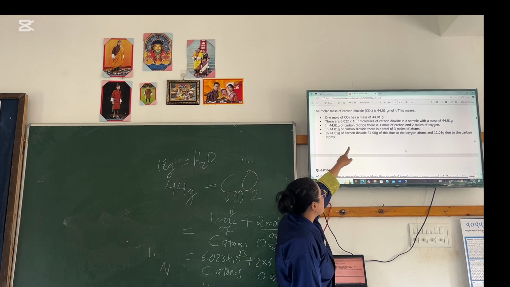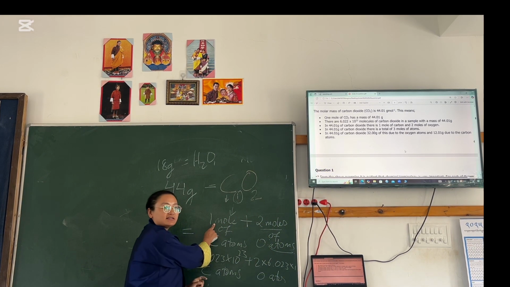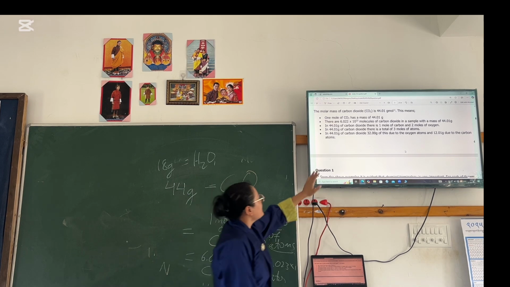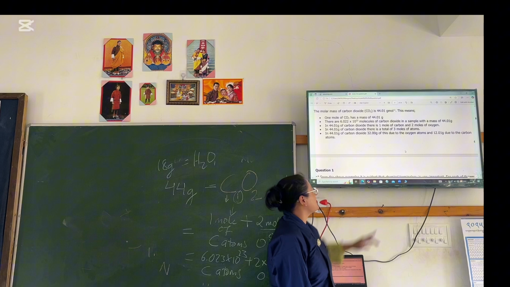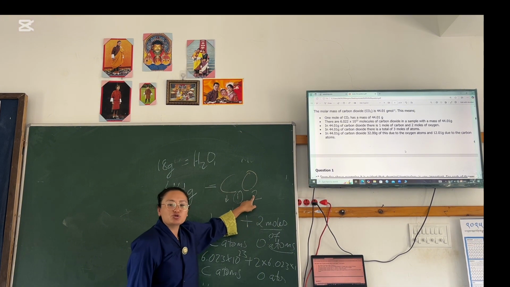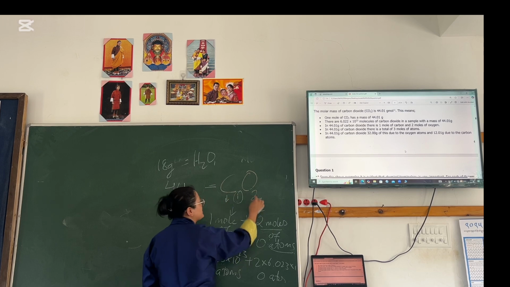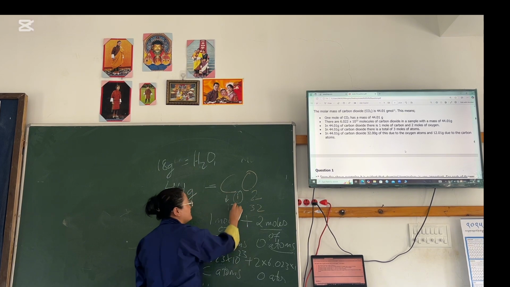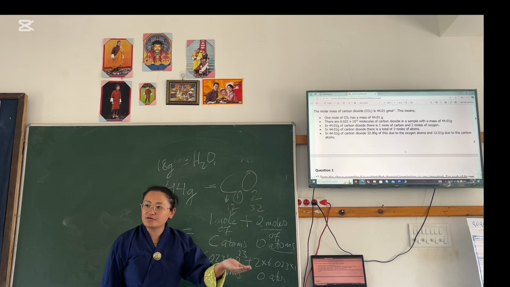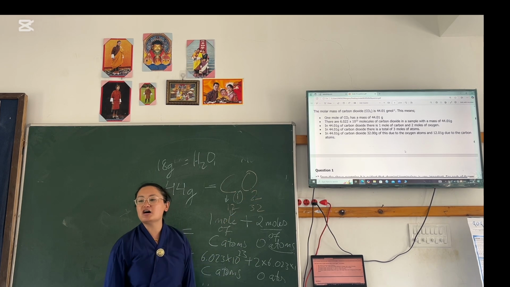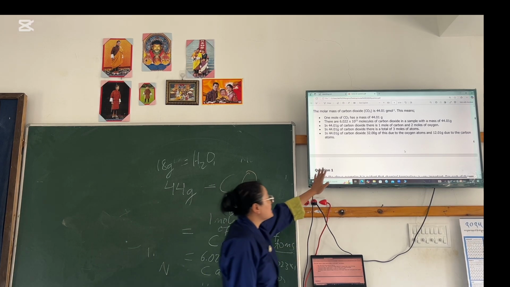See here, in 44 grams of carbon dioxide, there is a total of 3 moles, 2 plus 1, 3 moles. In 44 grams of carbon dioxide, 32 grams is due to oxygen atoms, 2 into 16, 32. So out of 44, 32 is oxygen and the rest is carbon. 12 grams is because of carbon, 32 grams because of oxygen. That's why it is 44. Did you understand this?